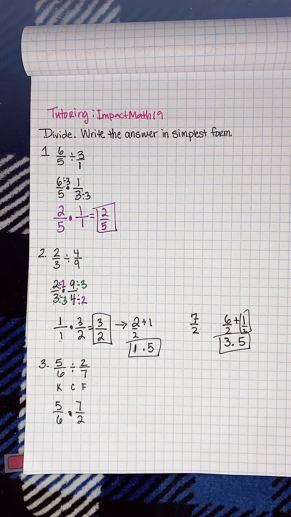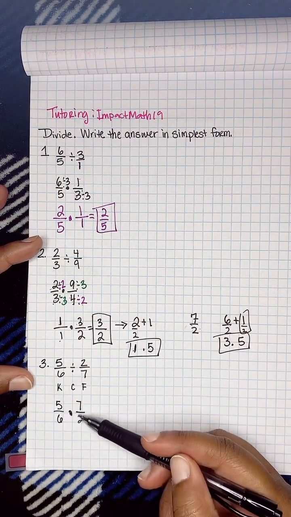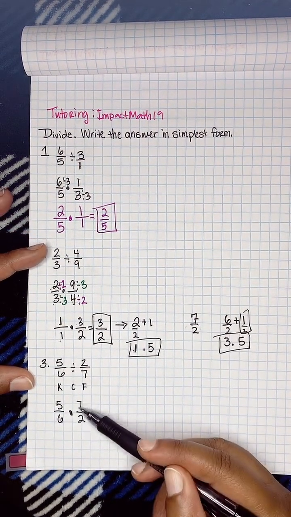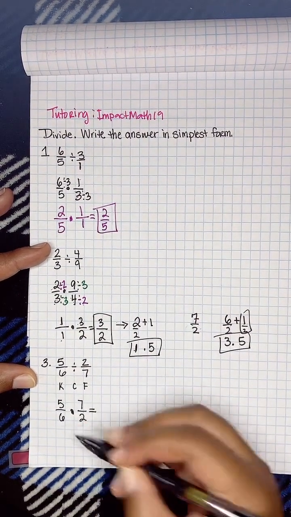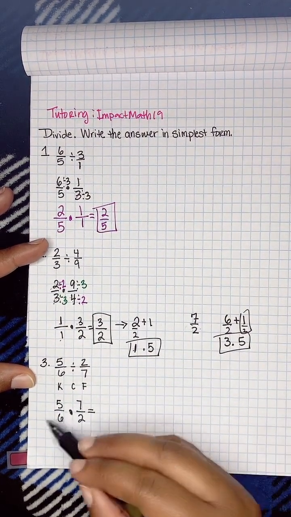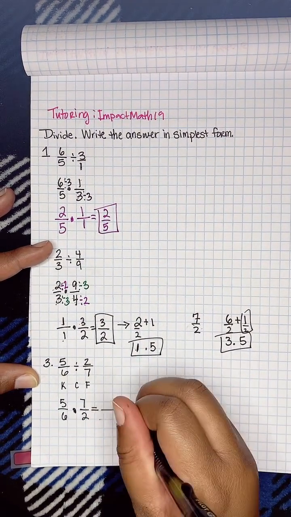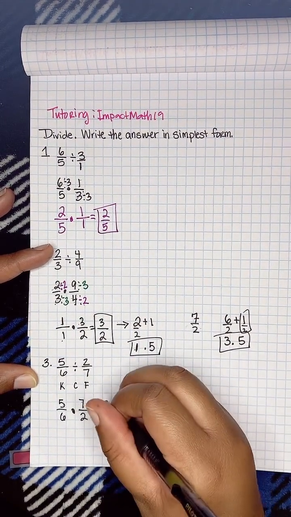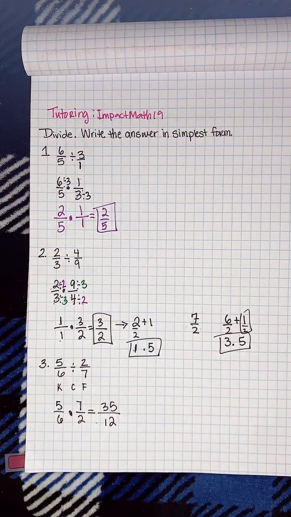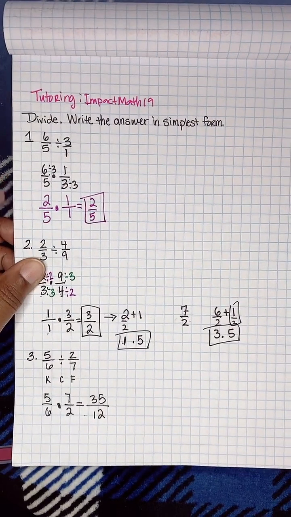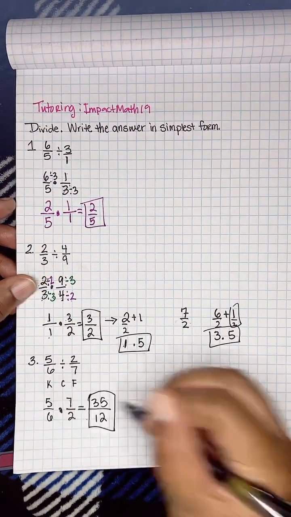This is not a good one. Okay, so 5 can't go into 2, and 7 can't go into 6. So there's nothing to cross simplify, so we're just going to multiply straight across. So 7 times 5 gets us 35, and 6 times 2 gets us 12. And so that will be our answer. Okay.